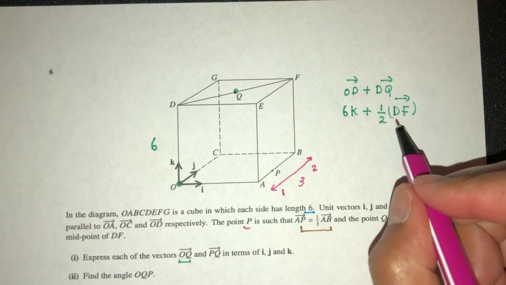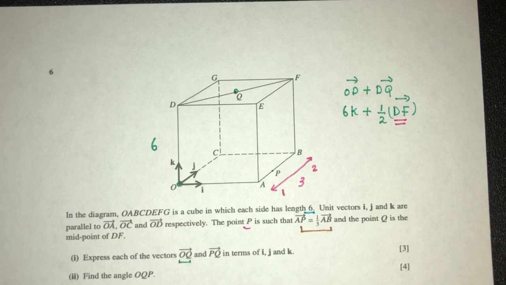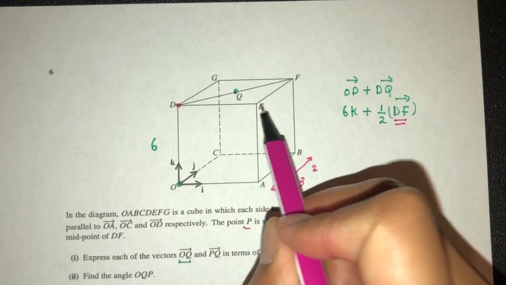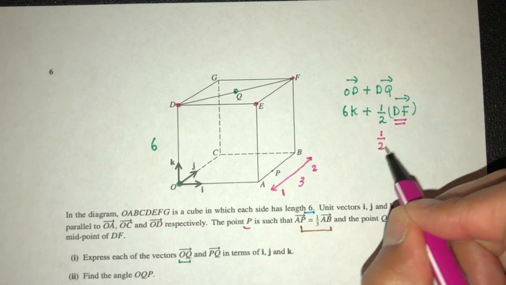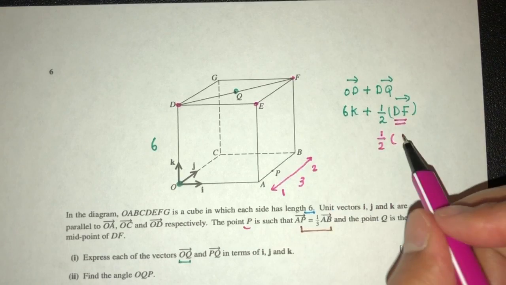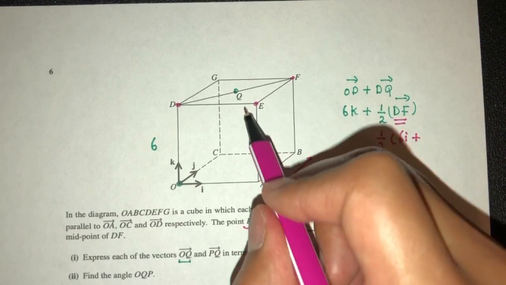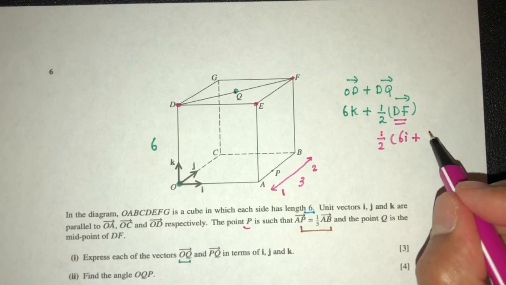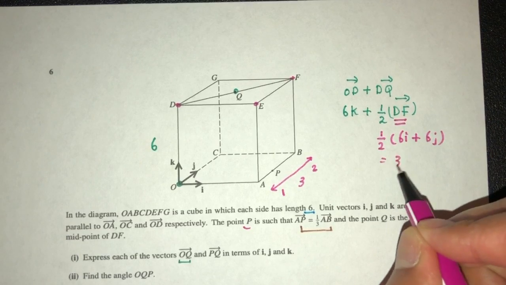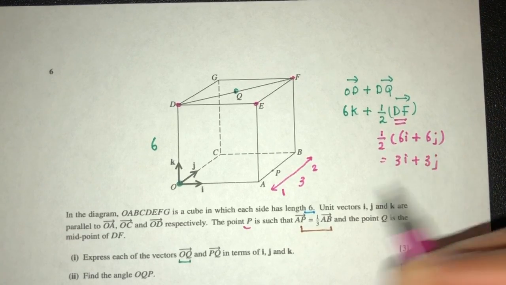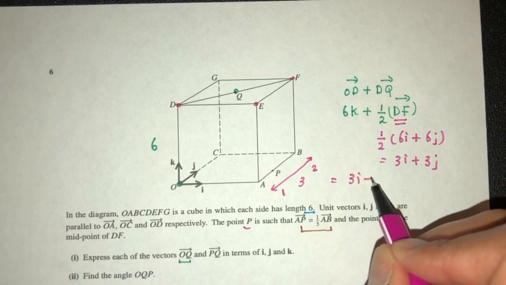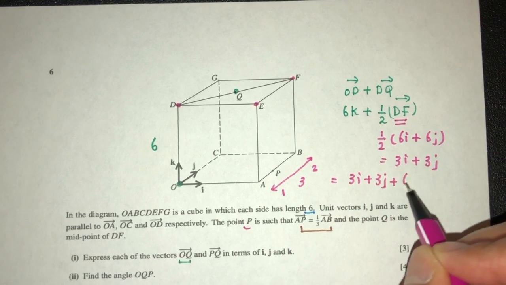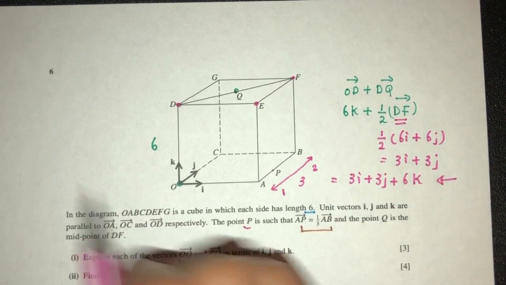Now, how do you find DF? By looking at this shape, you can see DF can be found by going from D to E, and E going to F. So that will be half. D going to E will be in this direction, that will be 6i. And then in this direction will be plus 6j. That will be 3i plus 3j. So finally, OQ will be 3i plus 3j plus 6k. That is OQ.